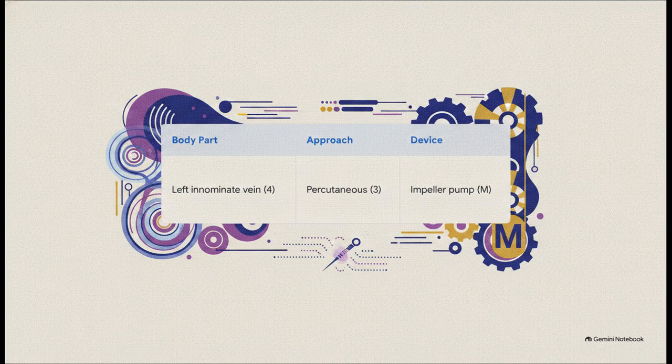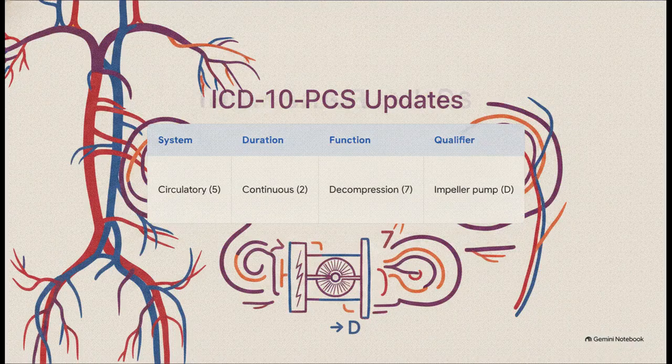And finally, your device or technology value is M, which specifically stands for Temporary Intraluminal Device Venous Angle Decompression using impeller pump. See how all those clinical details map perfectly to these alphanumeric characters? But we aren't quite done. The second code captures the actual work the pump is doing.